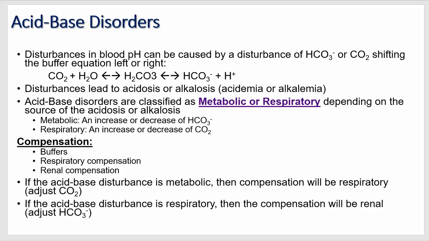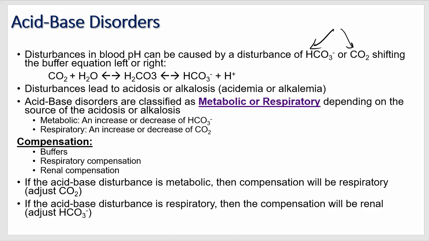Okay, so let's see. Acid-base disorders. Disturbances in blood pH can be caused by a disturbance of bicarbonate or carbon dioxide. So we're going to get into our ABGs, our arterial blood gases, and how to predict whether we have an acidosis or an alkalosis, or whether it's respiratory or metabolic. So we'll start talking about that stuff.